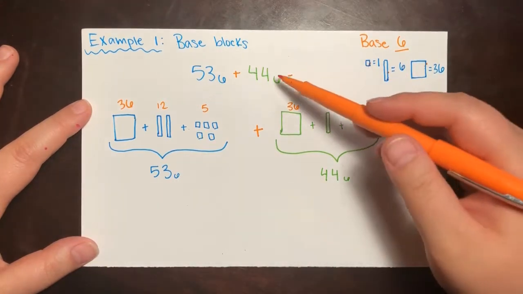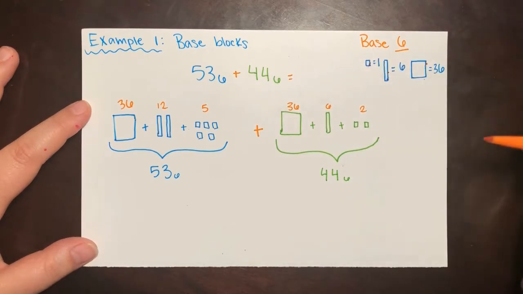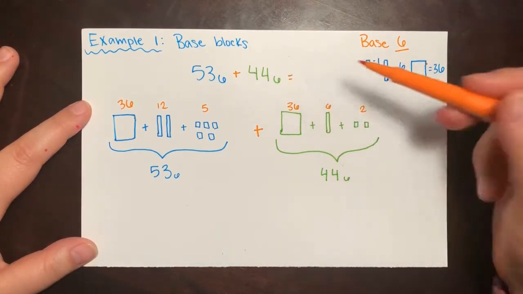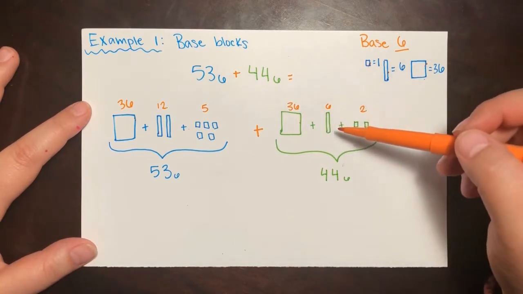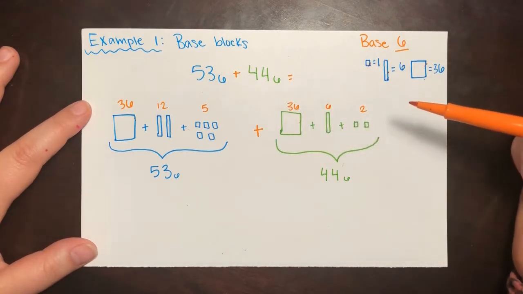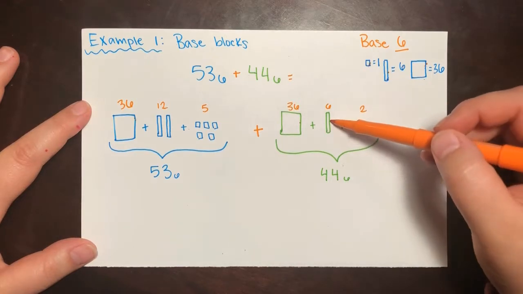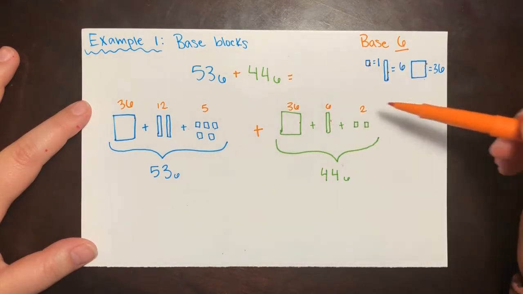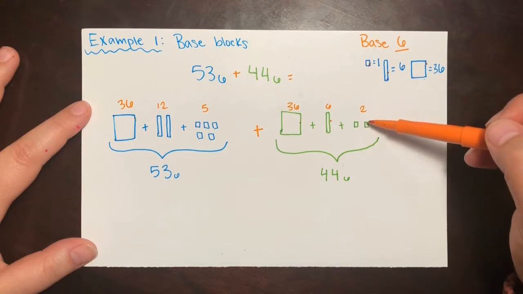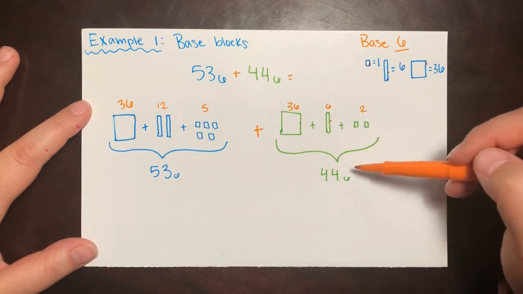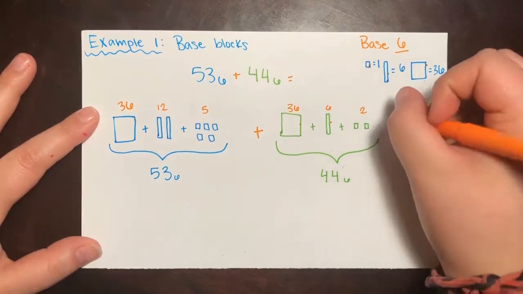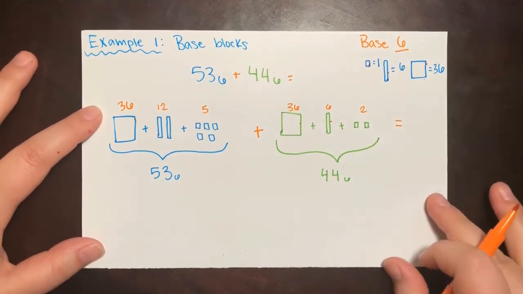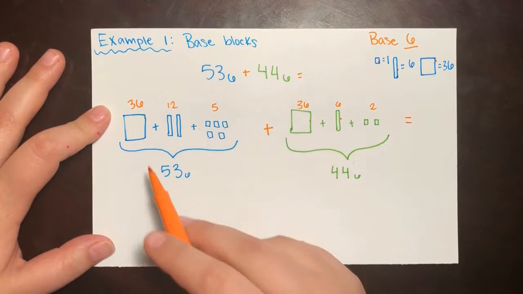Now let's move on to 44 in base 6. Again, 36 goes only into 44 once, so we do 1 flat. And then we have 8 left that we need to handle after that. So 6 goes into 8 only once, so we add 1 rod, and then there's 2 units left over, and that equals 44 in base 6. So now, to add them, we put all these together.